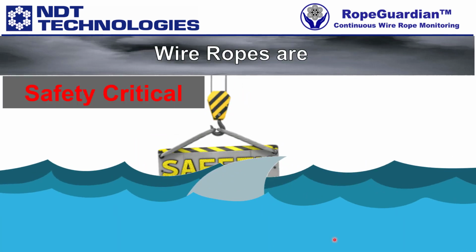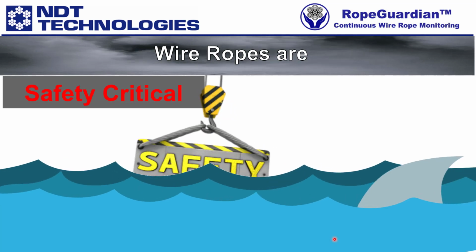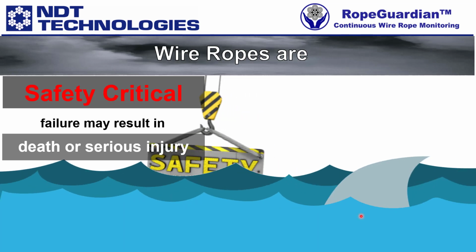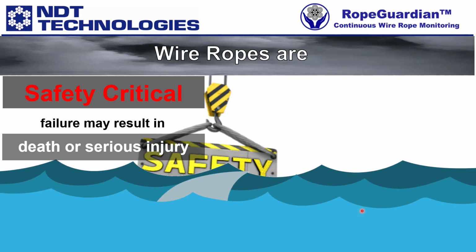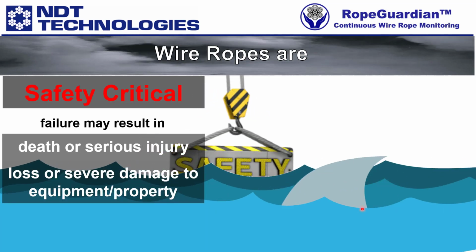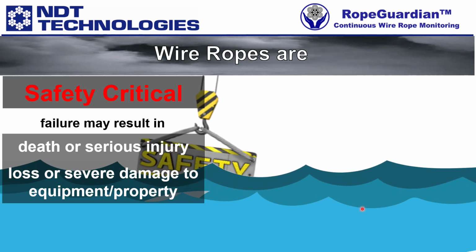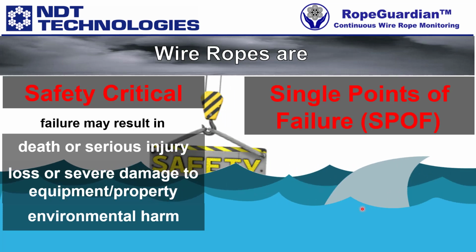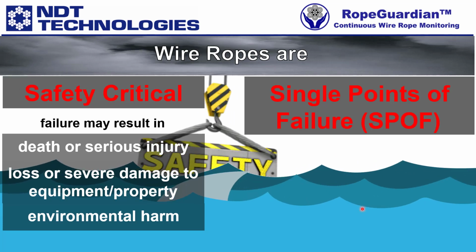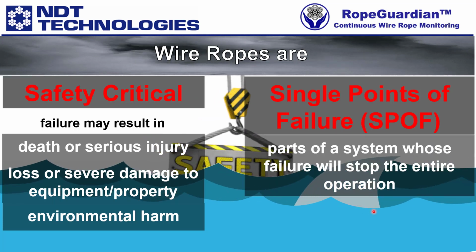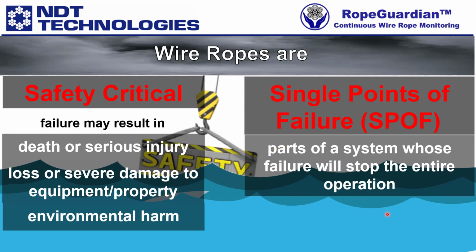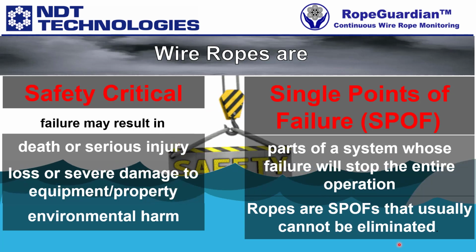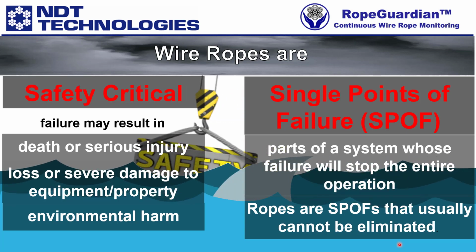Certainly in this respect, the wire rope holding up the load here represents a safety critical operation. Failure may result in death or serious injury, loss or severe damage to equipment or property, and potentially environmental harm. Wire ropes are also single points of failure, meaning parts of a system whose failure will stop the entire operation, and ropes are single points of failure that usually cannot be eliminated.